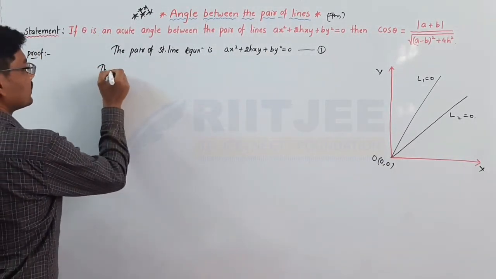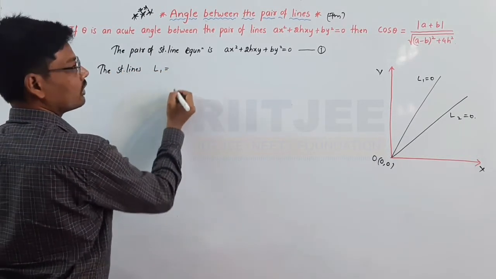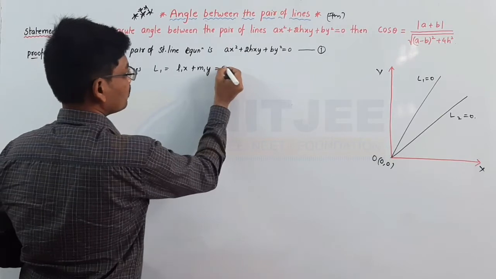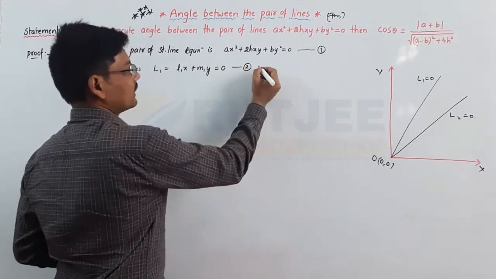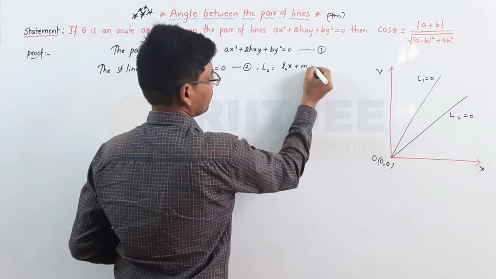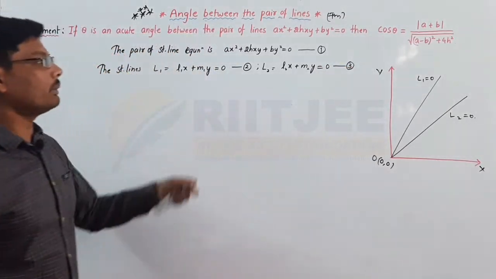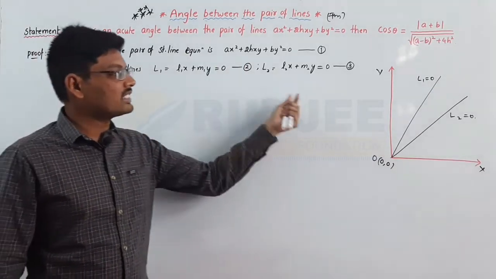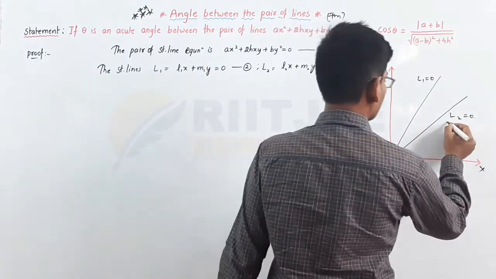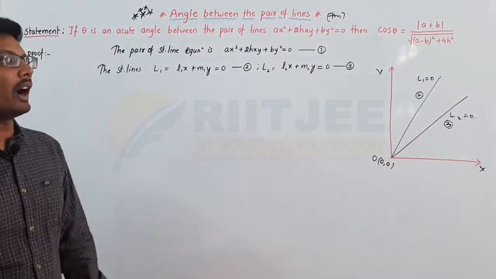So the straight lines are L1 equals 0, that is l1x plus m1y equals 0. This is equation number 2, and L2 equals 0, that is l2x plus m2y equals 0. This is equation number 3. Why? Because these two lines are passing through the origin, that's why I am not taking the constant term here.